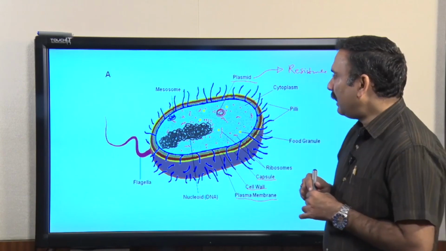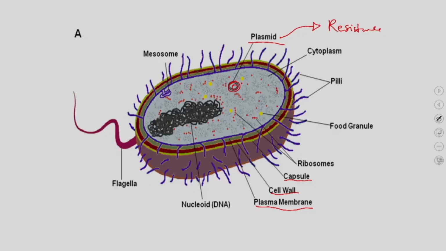Apart from this, you also have the flagella, which is attached to the cell body of the bacteria. These flagella are made up of the flagellin protein, and the purpose of these flagella is to provide the swimming effect, or with the help of the flagella the bacteria can move from one place to another place.